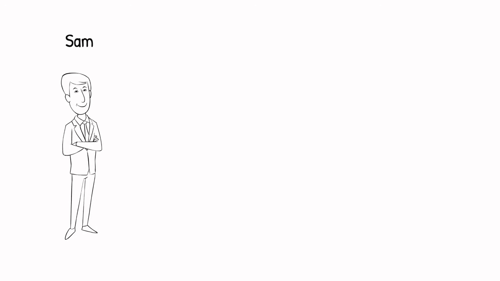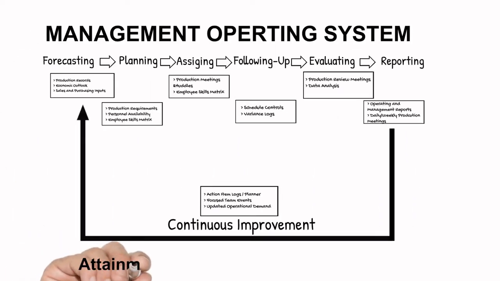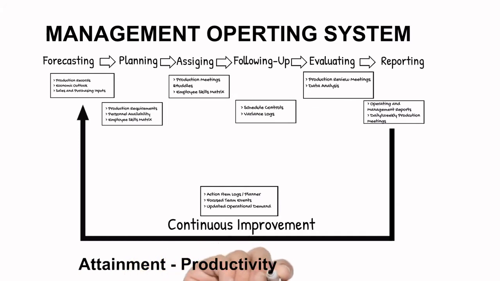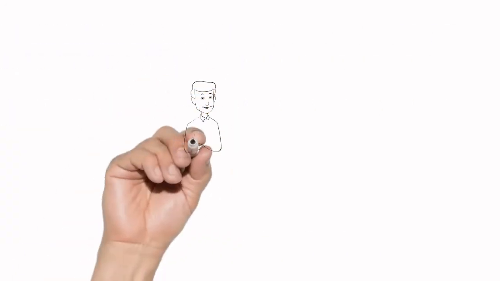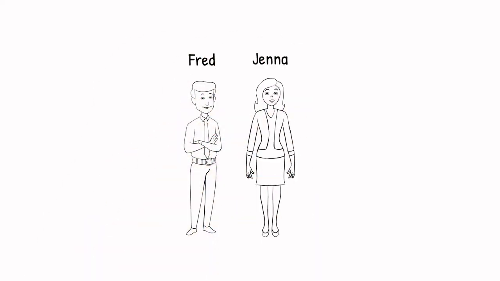Previously, we met Sam, the owner of a small manufacturing business, and learned about his management operating system and the key measures of attainment, productivity, and performance he uses. Fred and Jenna are his two new assistant managers. They've been tasked with implementing the measures and the supporting practices across all areas of the business. Although they've both worked in all aspects of the company, some things have changed since the beginning. They have two initial concerns.